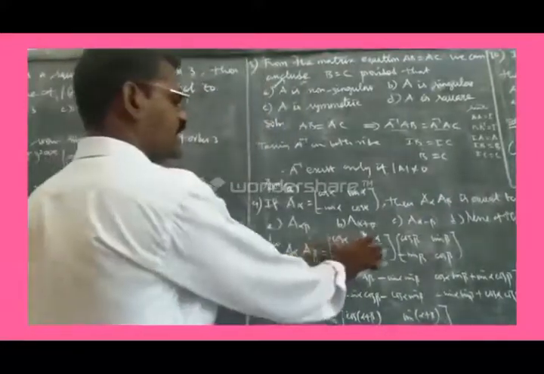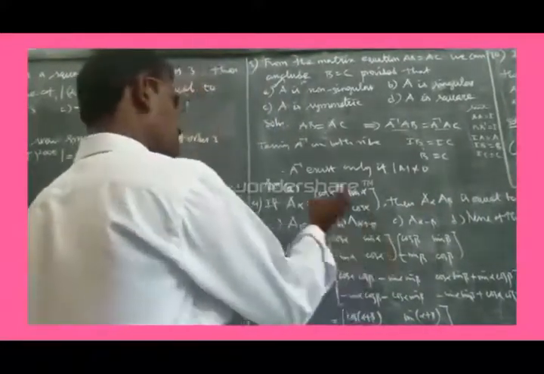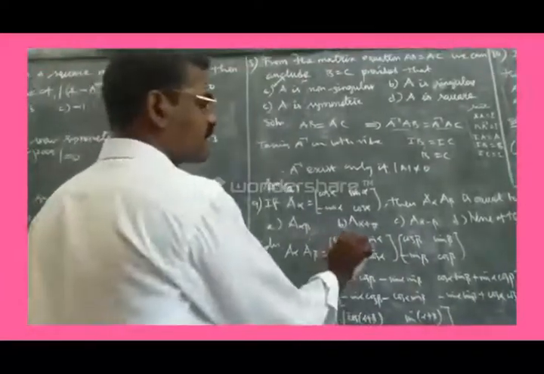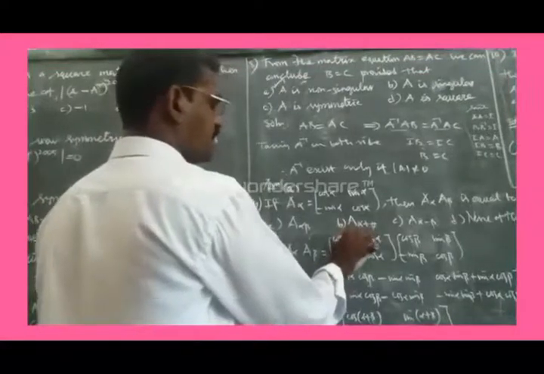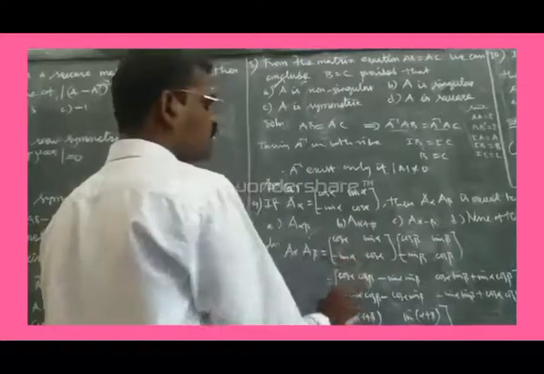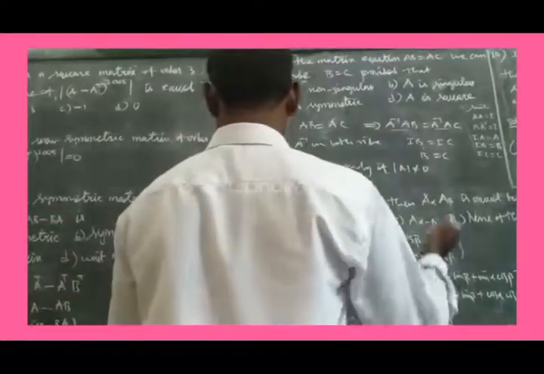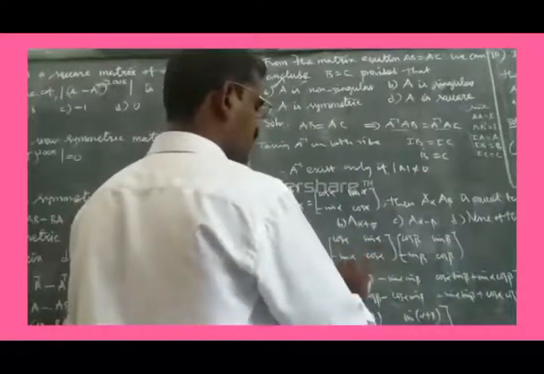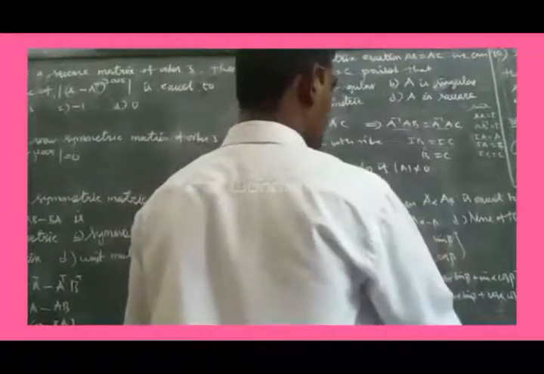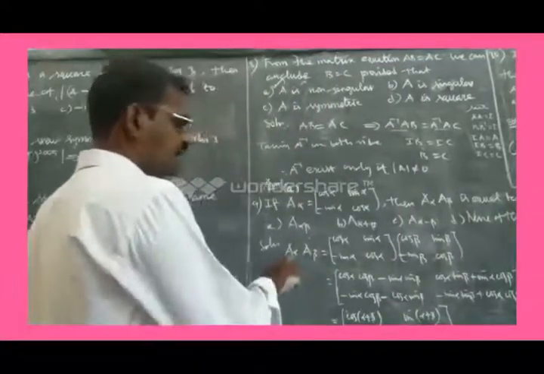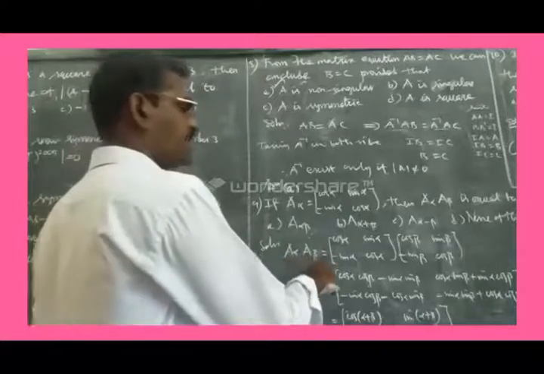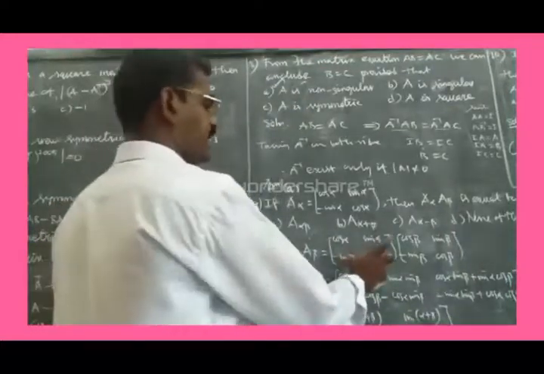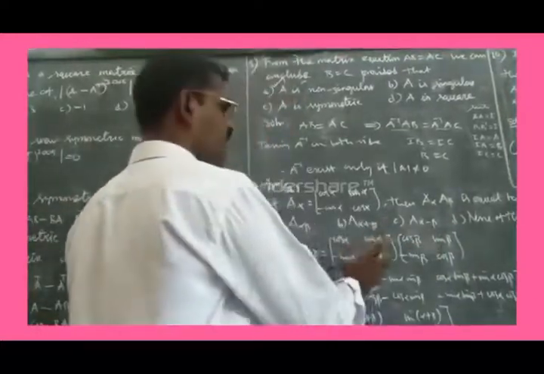So A alpha is cos alpha sin alpha, minus sin alpha cos alpha, into cos beta sin beta, minus sin beta cos beta. So A alpha and A beta, you replace alpha with beta. So you have two matrices, A alpha and A beta.